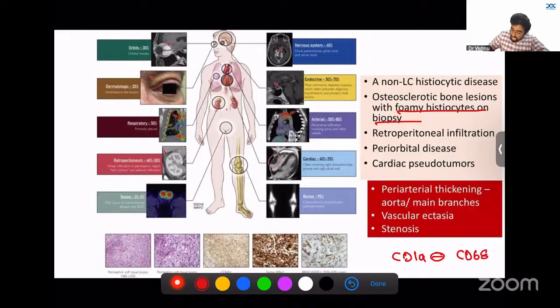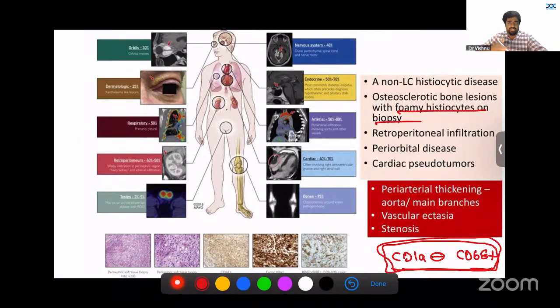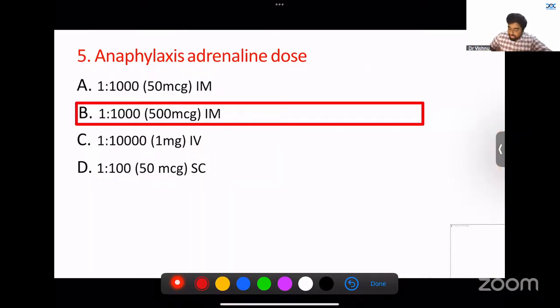So this is again, I'm not sure if they will ask you, but remember, because CD1A, S100, CD207, these are specific to your Langerhans cell, while your CD68 is more specific for your histiocytes, which are seen in Erdheim-Chester. So CD68 will be positive, while your CD1A will be negative. And it can involve the cardiac tissues, arterial tissues, endocrine, anywhere in the body. Aortitis can occur, periarterial thickening can occur, vascular ectasia, stenosis, all of these things can also occur.